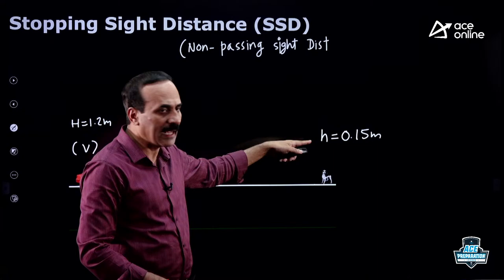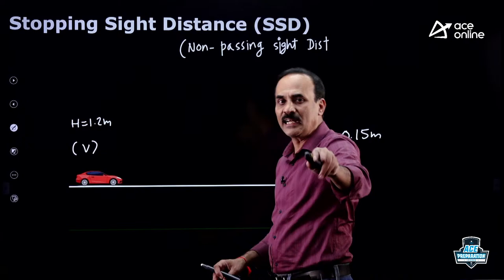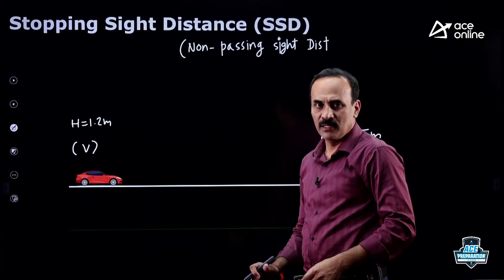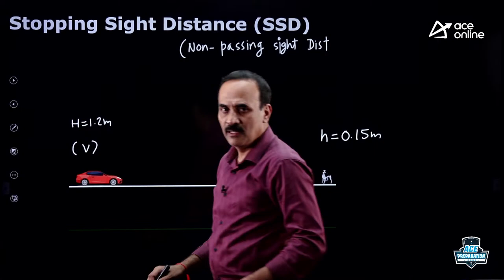If the height of the obstruction is less than 0.15, we never treat it as an obstruction. There is no need to stop. More than or equal to 0.15 meter above the road surface is critical. We need to stop. So, first, the driver has to stop. What will he do? The driver first reacts. First, the driver realizes that the obstruction is critical and I need to stop.